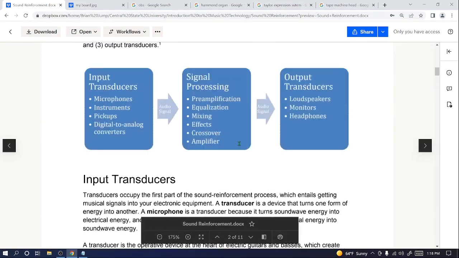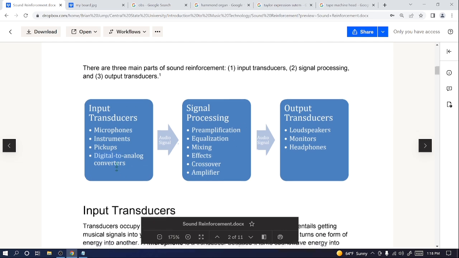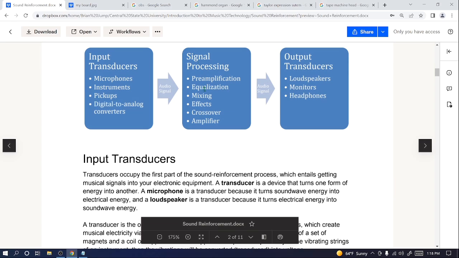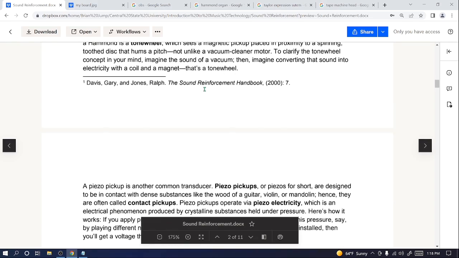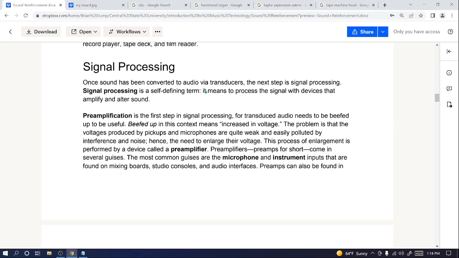Okay, most of that should have been review. It's basically microphones and electronic instruments and pickups. But we can also think about our digital to analog converters and vice versa as a kind of transducer. Okay, so let's talk about signal processing next. Signal processing is everything that you do once you have your sound converted into electricity. Now what do we do with it?